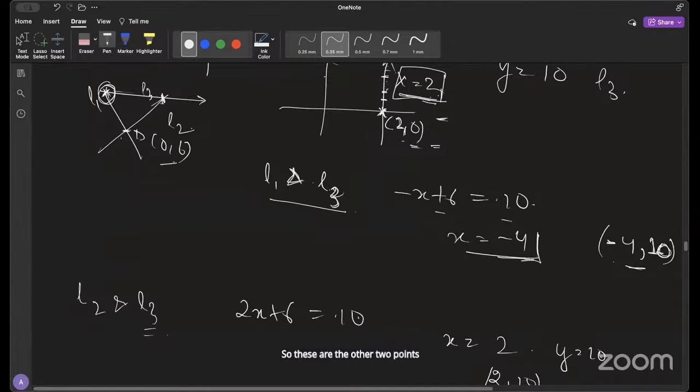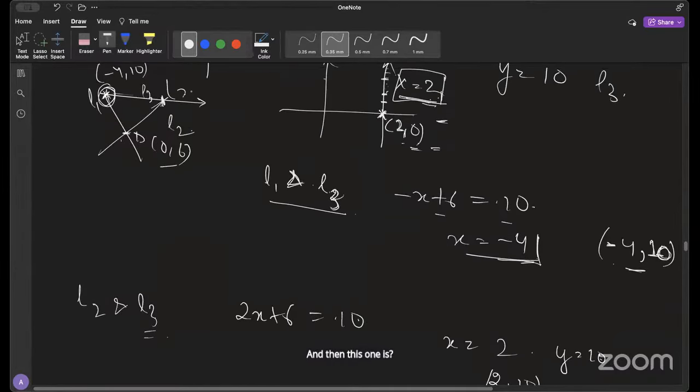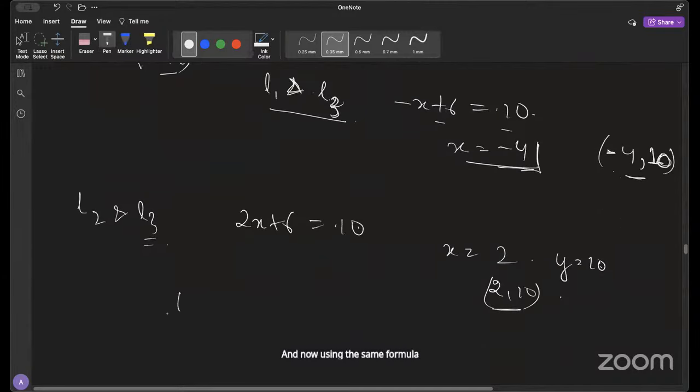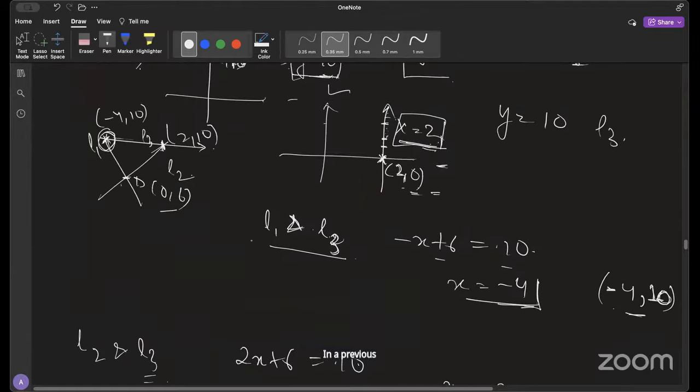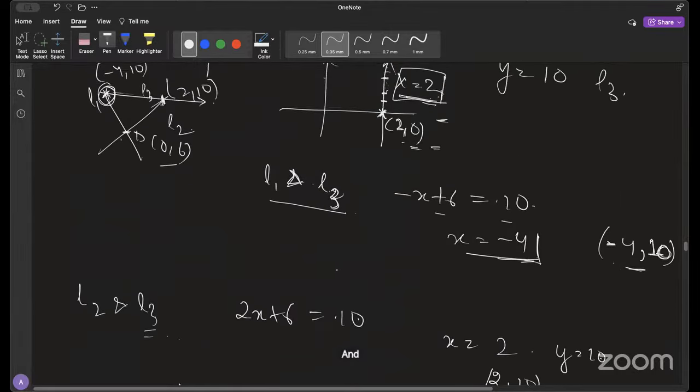So these are the other 2 points. One you already know, 0 comma 6. This one is minus 4 comma 10, and this one is 2 comma 10. And now using the same area formula, the one that we discussed in some previous question, you can use it here and find the value of the area. Is everyone clear with it? Yes, ma'am, it is clear, I guess.